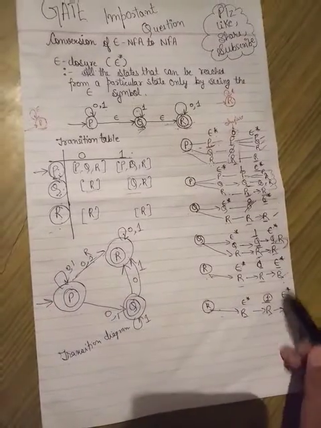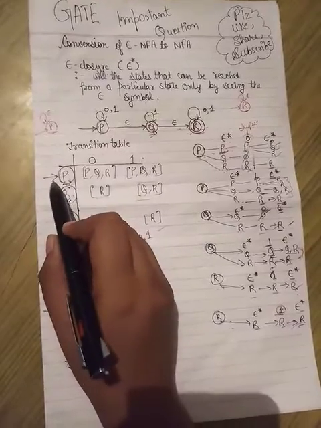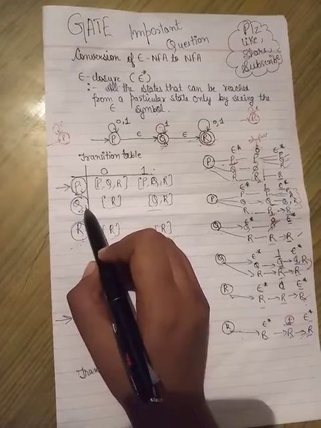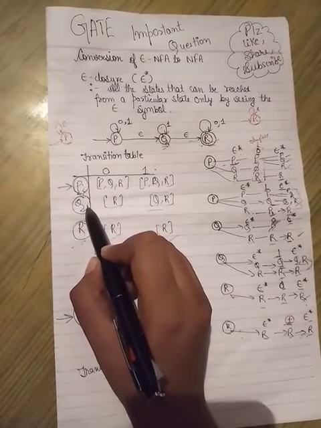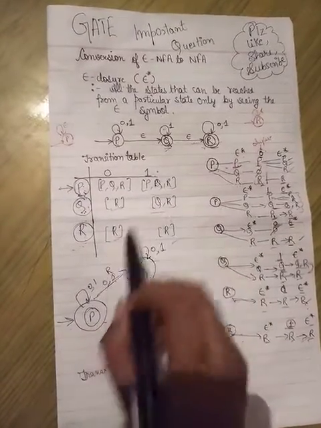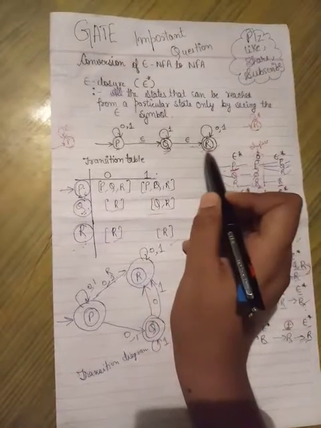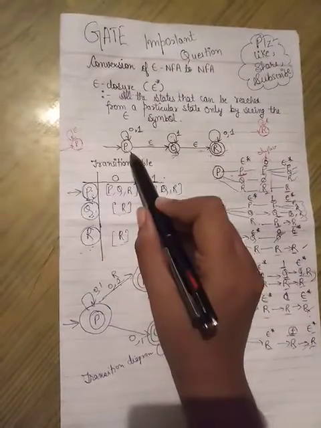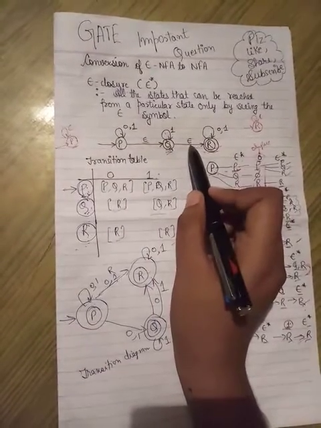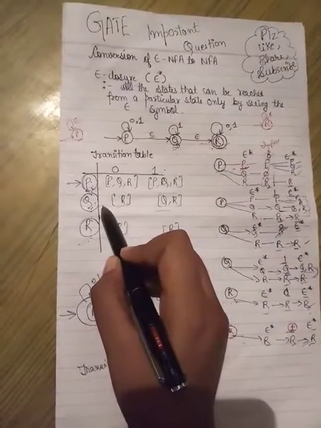Next for R, I have taken R and R. Next you can see this is the initial state and this is the final state. Now I have made these two states also final states. Why am I making these two states also final states? Because you have to make all those states final from which on seeing the input symbol epsilon you can reach the final state. As you can see here, P on getting input epsilon goes to the final state, and Q also on seeing epsilon goes to the R. So I have to make these two states also final states.